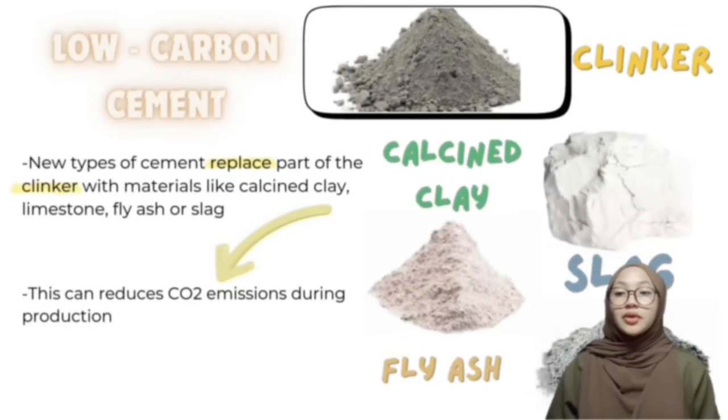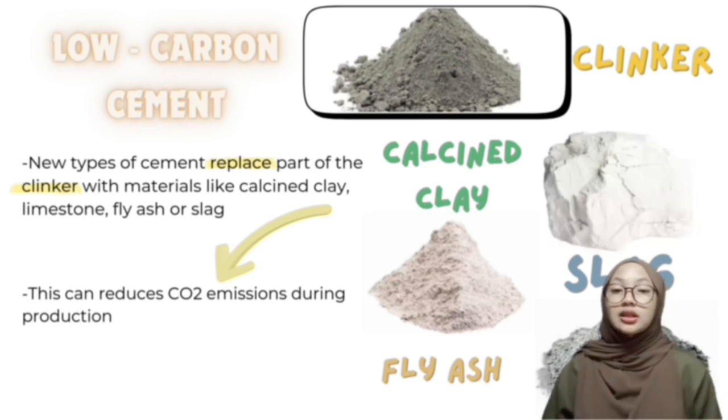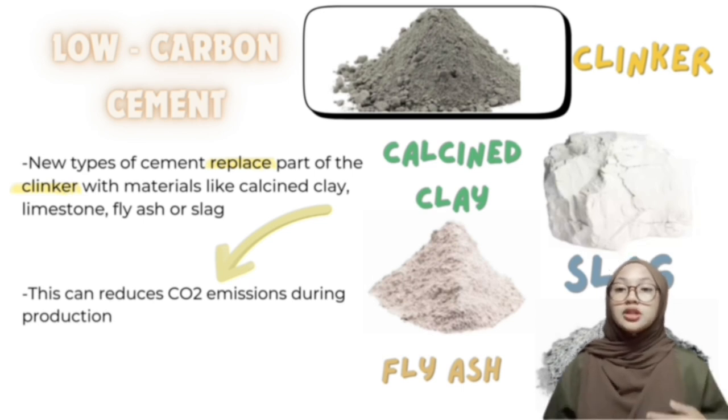And the last one is low carbon cement. This is a new type of cement that replaces part of the clinker with materials like calcined clay, limestone, fly ash, or slag. This reduces carbon dioxide emission during production.